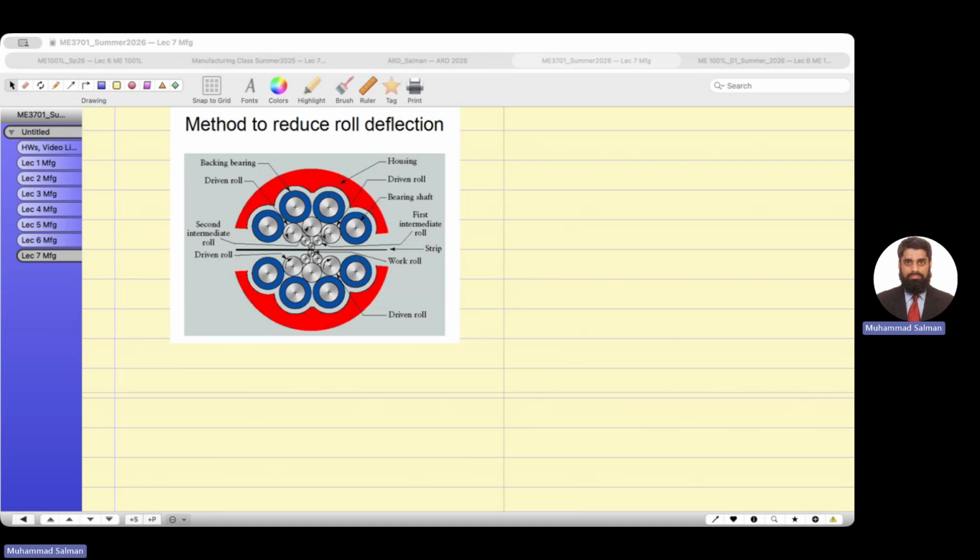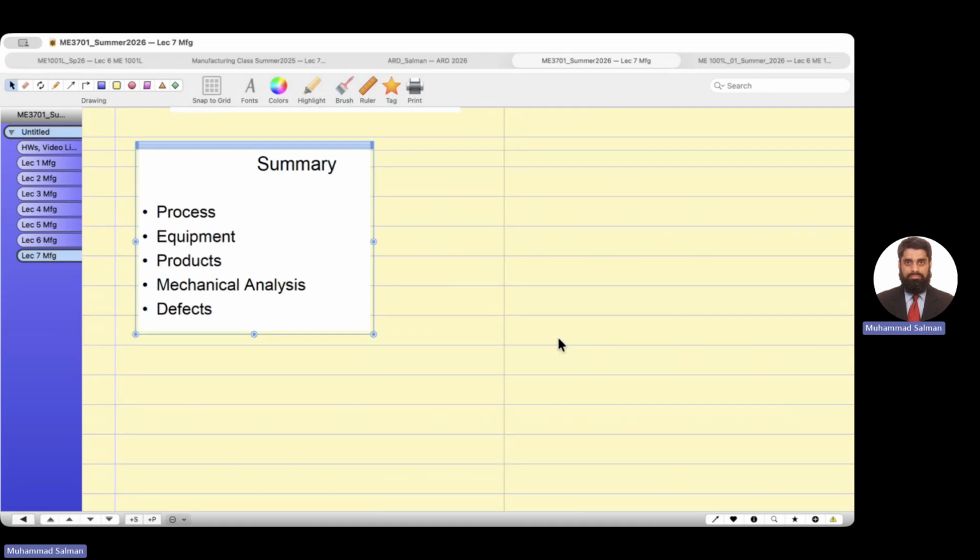With that, we have finished the rolling manufacturing process. And now the next slides we are going to start today is machining. Have you heard about lathe, milling, drilling, shaping, sharpening, planing, boring, turning, lathe machine? Who has used lathe before?